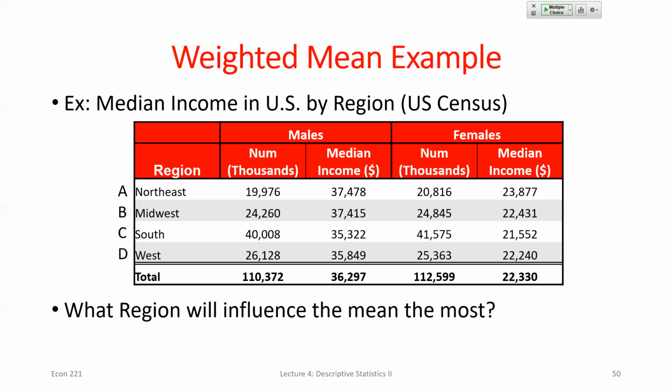What if I wanted to calculate the overall weighted mean income regardless of gender? So for the entire country, I want to find the weighted mean income. How would the process of what I'm doing change, or what would look a little bit different?